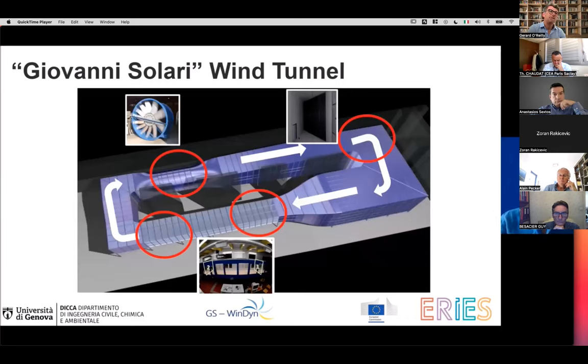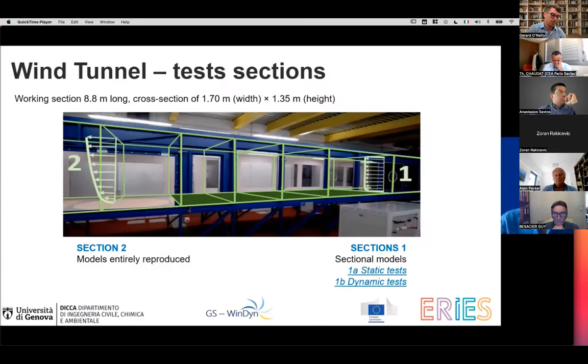The first one is located immediately after the contraction cone at the beginning of the working chamber, and the second one at the end of the working section for atmospheric boundary layer tests. In particular, section one is mainly used for aerodynamic and aeroelastic testing of sectional models, such as portions of bridge decks and structural elements. In fact, the static and dynamic setups are physically separated in section 1A and section 1B, making their use easier and faster.